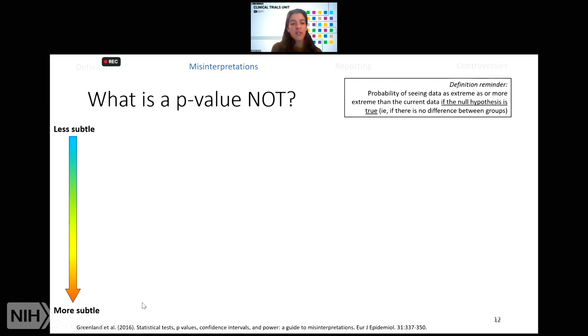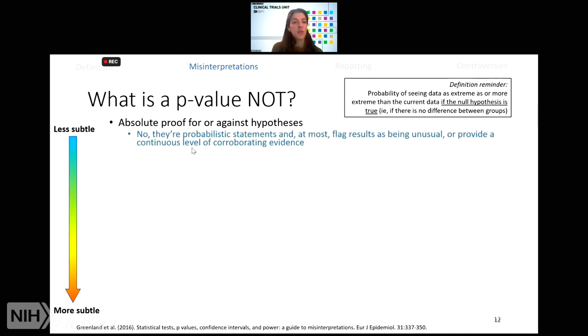So I have some ranked classifications of common misinterpretations, from somewhat less subtle to more subtle, or maybe more common misinterpretations. Some people misinterpret p-values as being absolute proof for or against your hypotheses. And this is not true. They're really just probabilistic statements. And really, at most, all they can do is flag results as being unusual or provide a continuous level of corroborating evidence for the hypotheses.